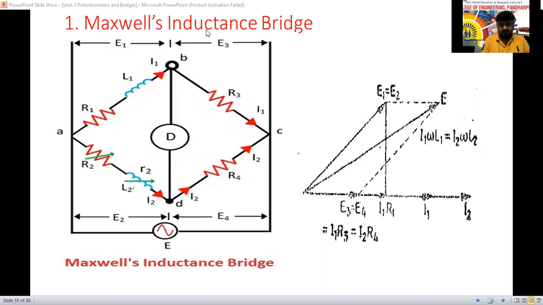Another one. Another bridge name. So the Maxwell bridge, we are going to use for the measurement of self.